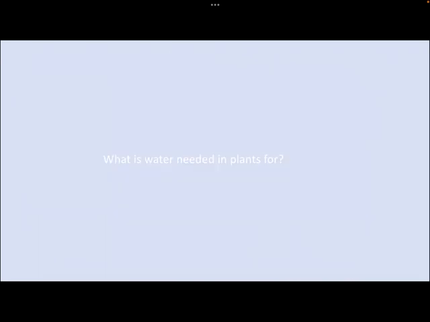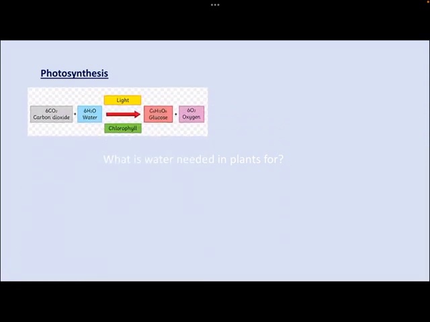So what do plants need water for? So plants need water for 4 things. They need it for photosynthesis. So here's your word equation for photosynthesis. The carbon dioxide plus water in the presence of light and chlorophyll gives glucose plus oxygen.